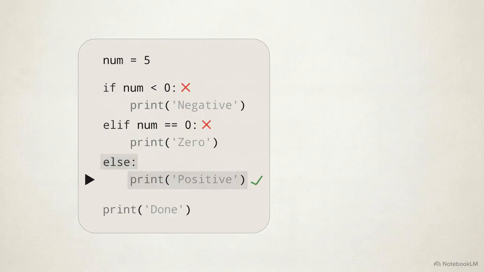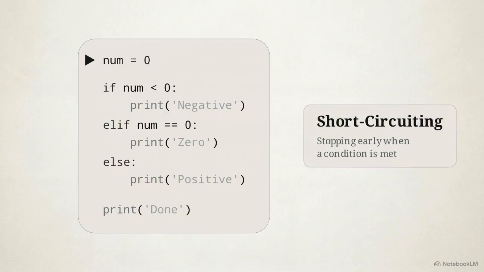Python executes this ladder using a lazy behavior called short-circuiting. The moment it finds a condition that evaluates to true, it executes that specific block, then jumps completely out of the ladder. It ignores all subsequent checks to save processing power.